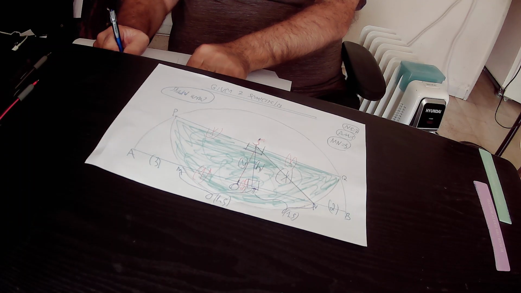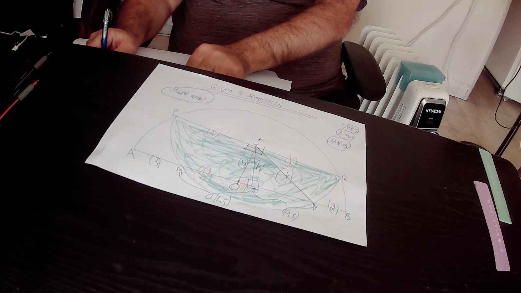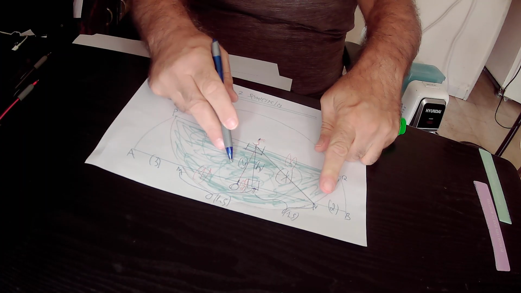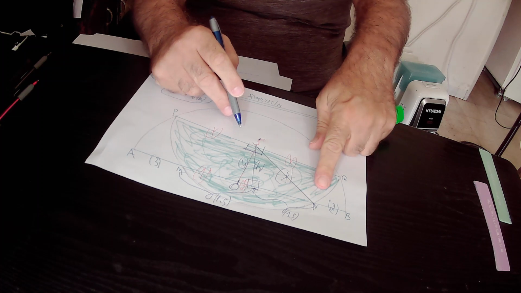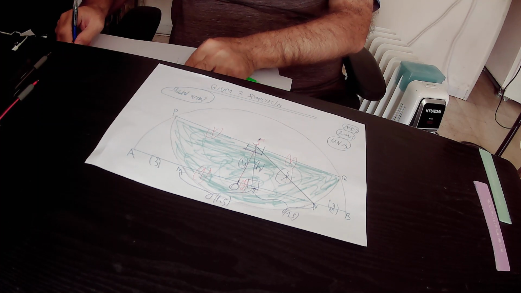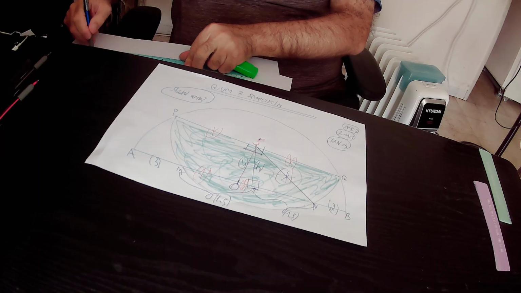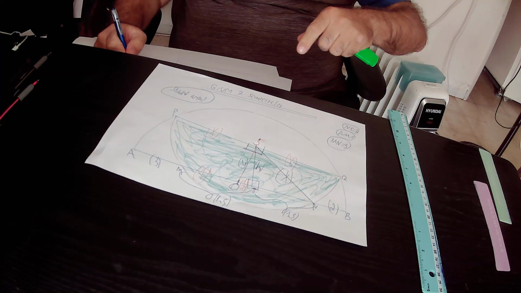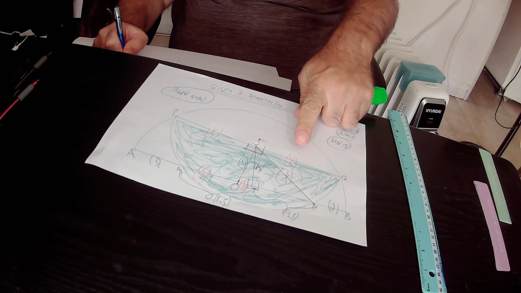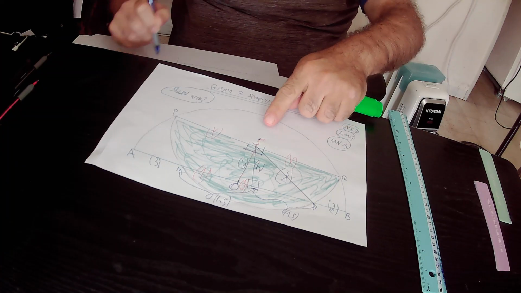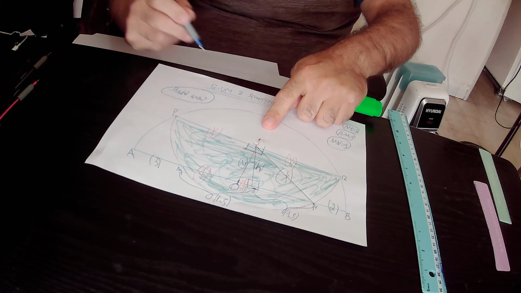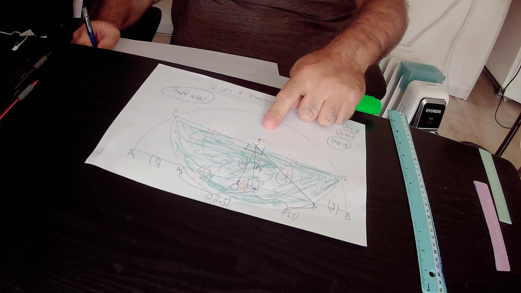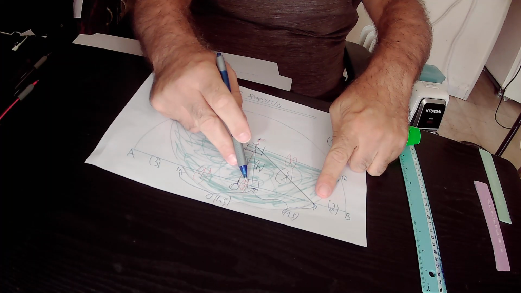So here is the relation for the Pythagoras theorem. In this right triangle STN, according to the Pythagoras theorem, SN squared, that is the square of the hypotenuse, is equal to ST squared plus TN squared.